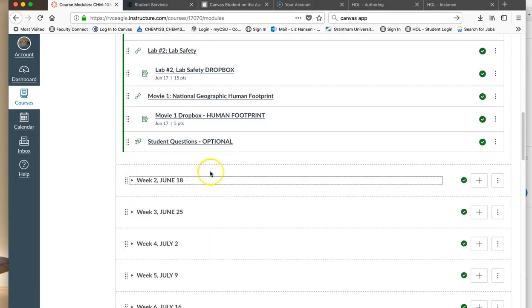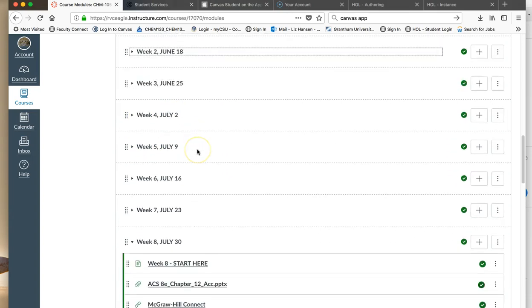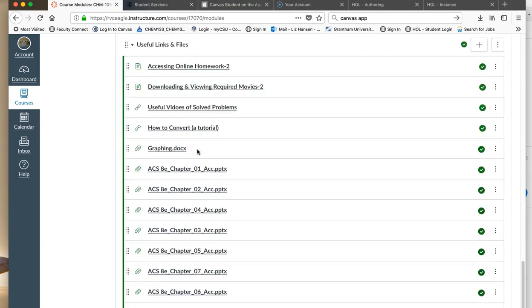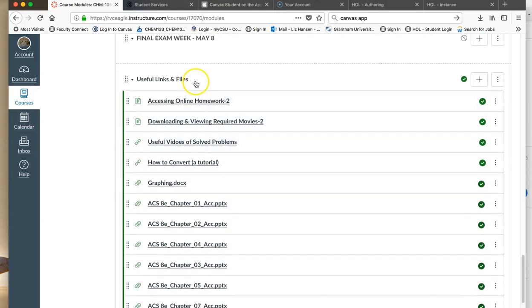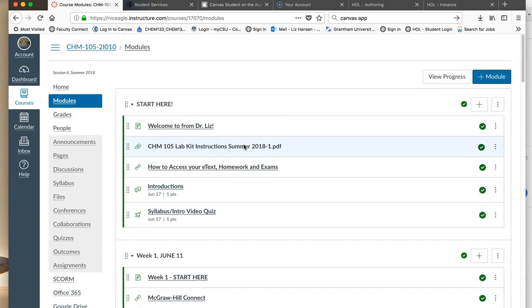The weeks are set to not open until the date, so June 18th, this week will open. If it's already open in advance, that's fine. You can work ahead if you'd like. There's no penalty for that. And at the bottom of the modules section, sorry, I'm still in instructor mode, you'll see all sorts of useful files, things that you may or may not find useful, but they're there.